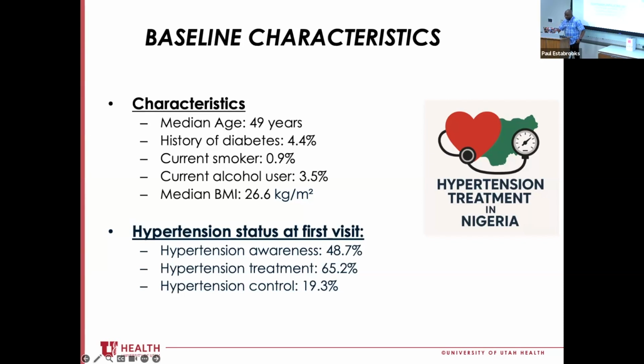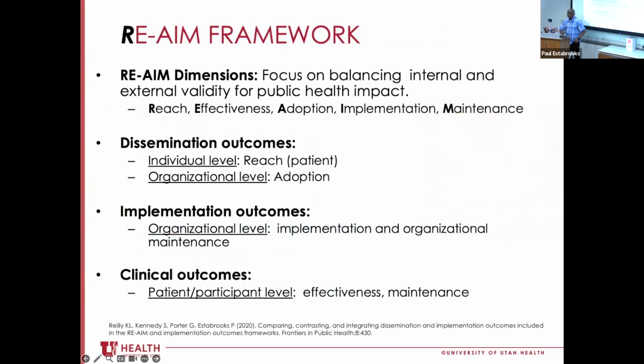I'm going to be moving to a brief background about REHIM. I provided a background about the study, and I'm going to be using examples from our study. REHIM dimensions focus on balancing the external validity of efficacy trials as well as the internal validity of effectiveness trials. The essence is to maximize public health impact.